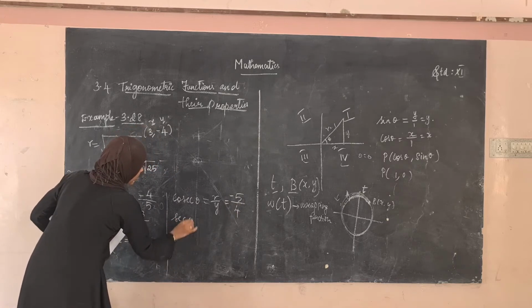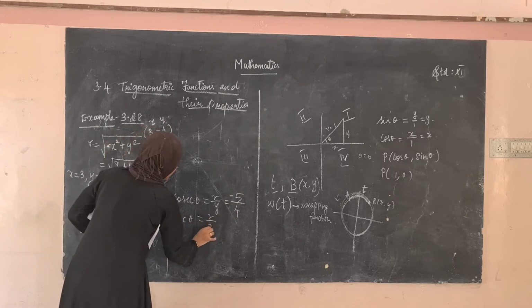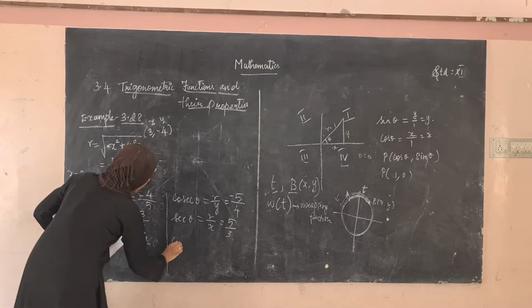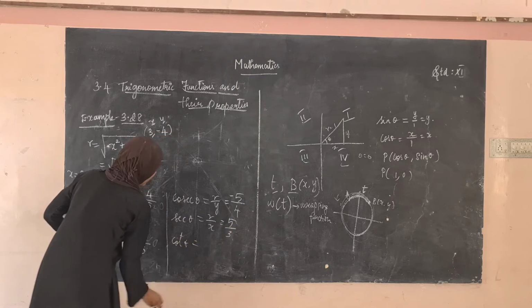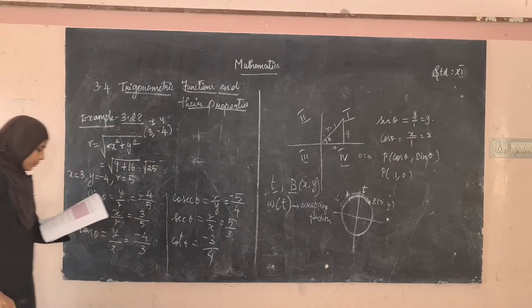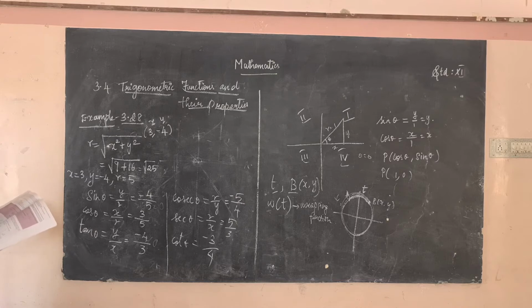Then secant theta is equal to r divided by x, that is 5 divided by 3. Then cot theta is equal to x divided by y, that is minus 3 divided by 4. This is what they have asked us to find, 6 trigonometric functions.